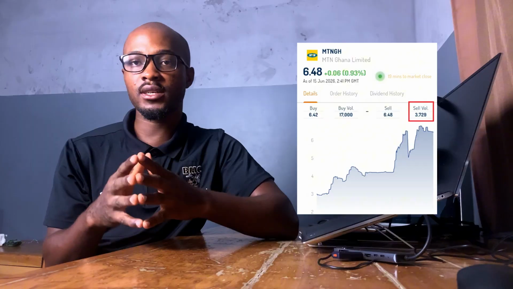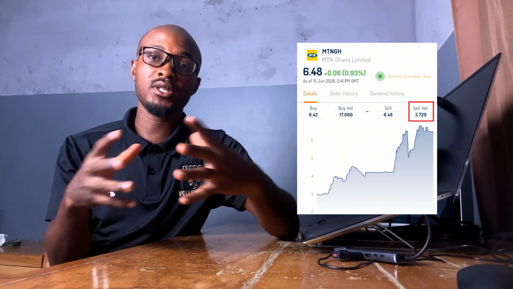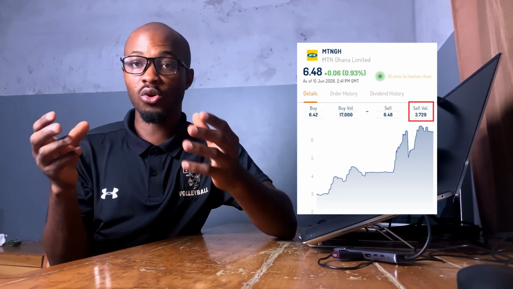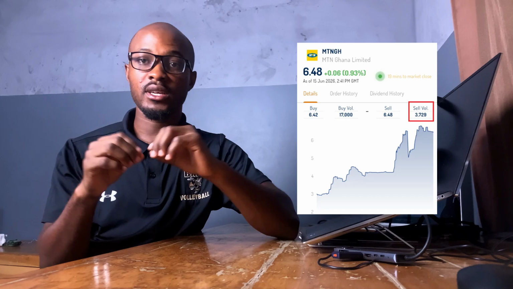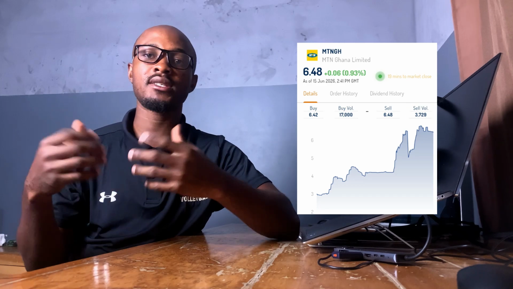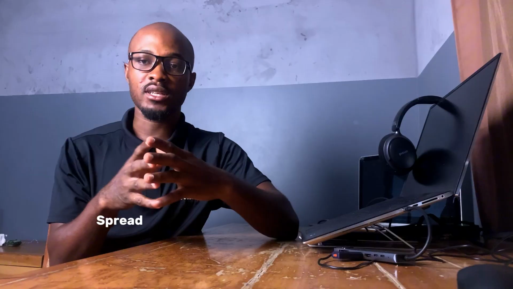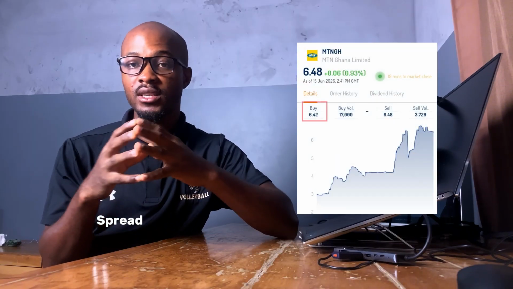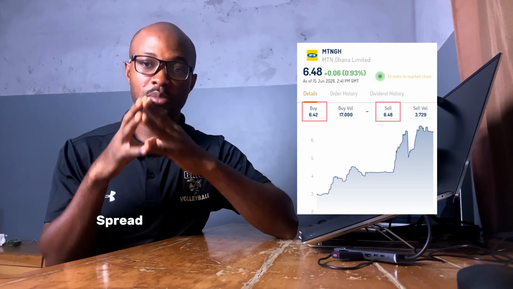So now that you understand the 4 metrics we have gone through, we can start putting them together to uncover even more useful insights, the ones that can seriously sharpen your decision making as an investor. Let's start with the first one, which is the spread. The spread is simply the difference between the buy price and the sell price. In our MTN example, the buy price is 6 cedis 42 pesos and the sell price is 6 cedis 48 pesos.